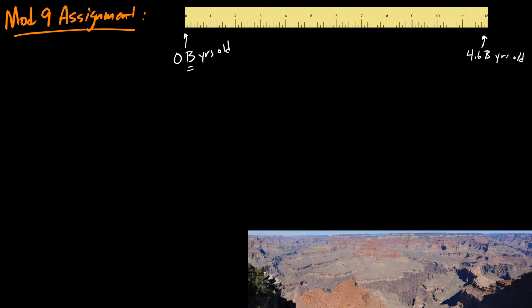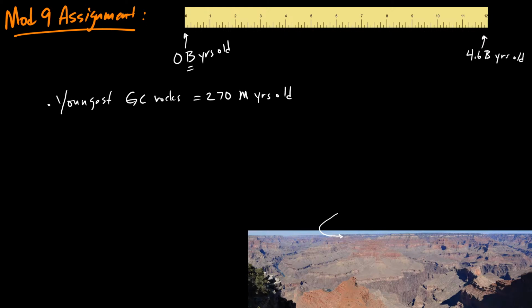I'm going to be using two examples from the Grand Canyon. The first is looking at the youngest rocks. The topmost rocks of the Grand Canyon are about 270 million years old. So the youngest, 270 million years old.